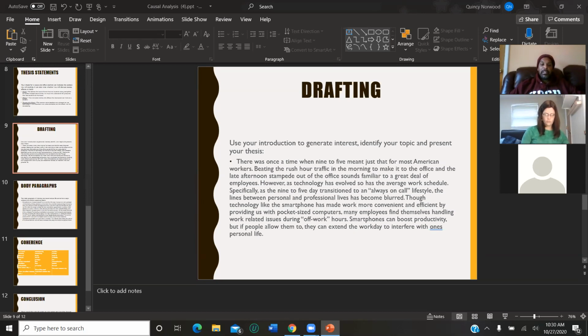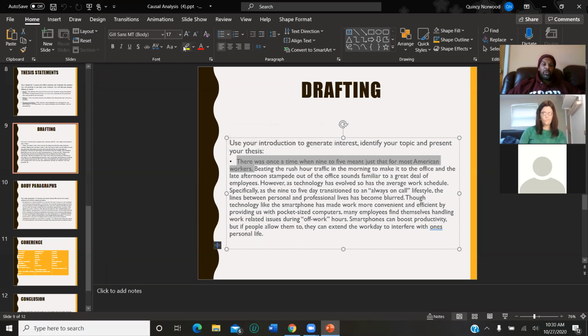So let's look at this example. "There was once a time when 9 to 5 meant just that for most American workers." Bam. This writer used a relatable statement. So for your attention grabber, maybe it is a quote, maybe it's something that most employees can relate to. And this writer mentions that because shifts for many jobs tend to be kind of fluid these days.